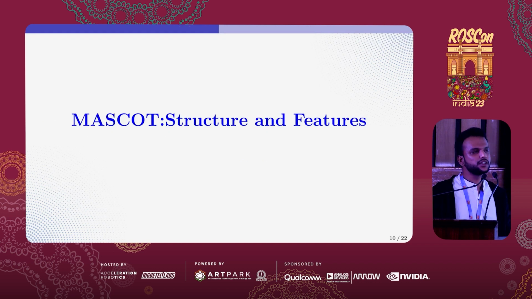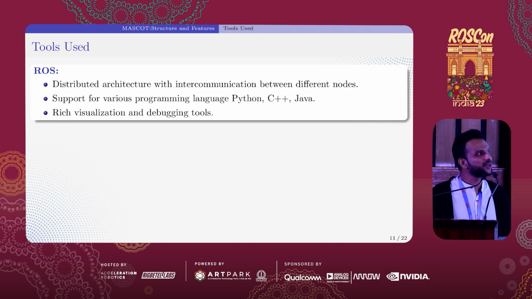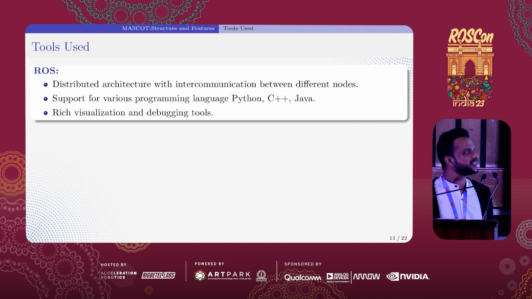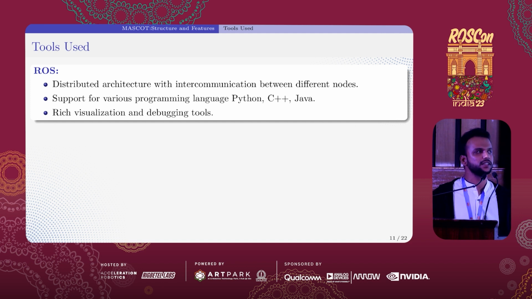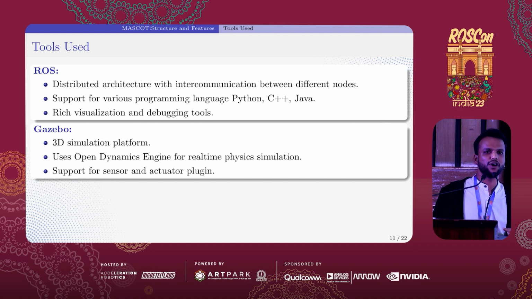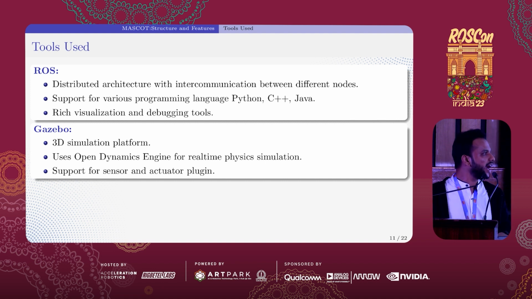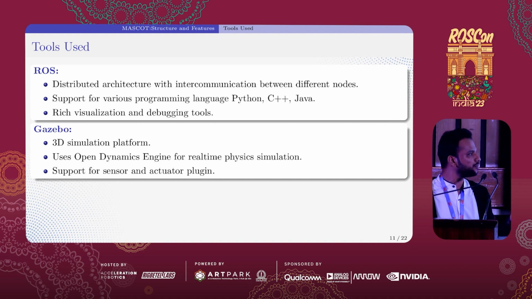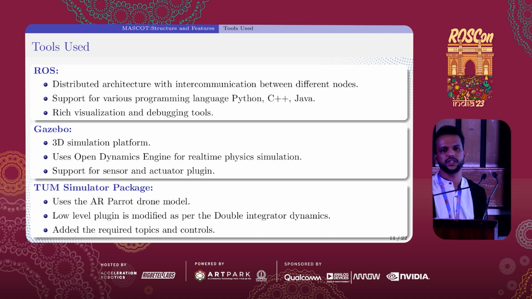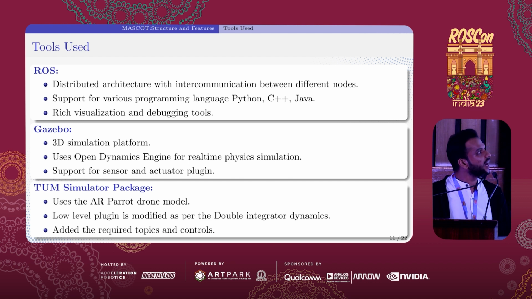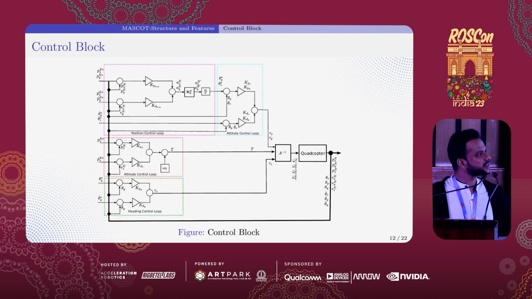For the development of the testbed, I don't need to introduce the tools which were used. ROS is a distributed architecture, and we have used ROS for our main intercommunication. Our simulation was on Gazebo, and the plugin was developed with the help of tum_simulator, which is a package for an AR drone. Everyone might be aware of the Parrot AR drone, right? The same drone is used in our system.